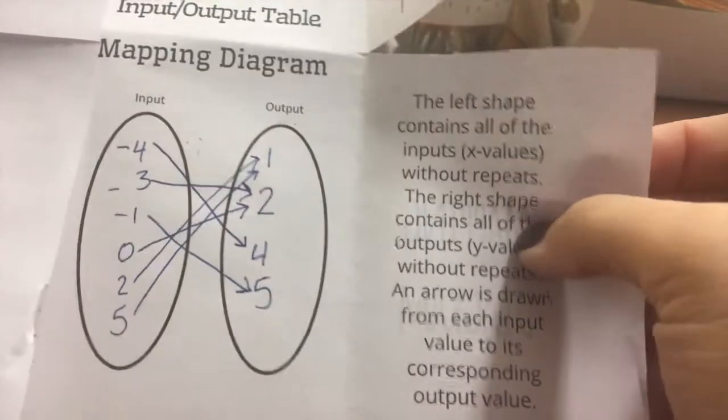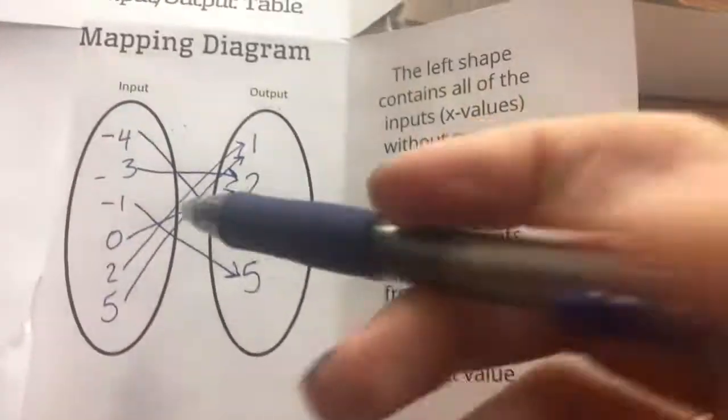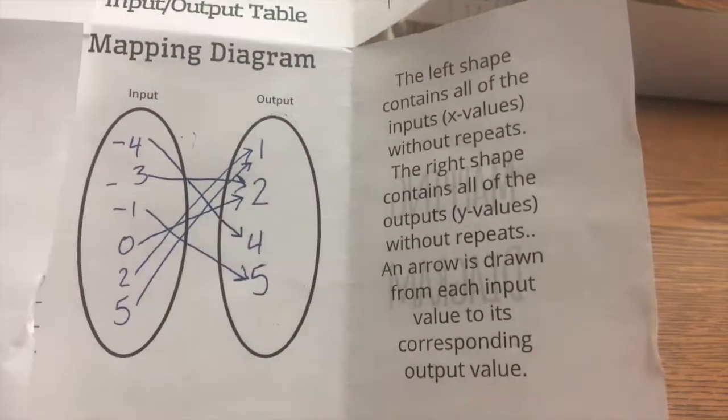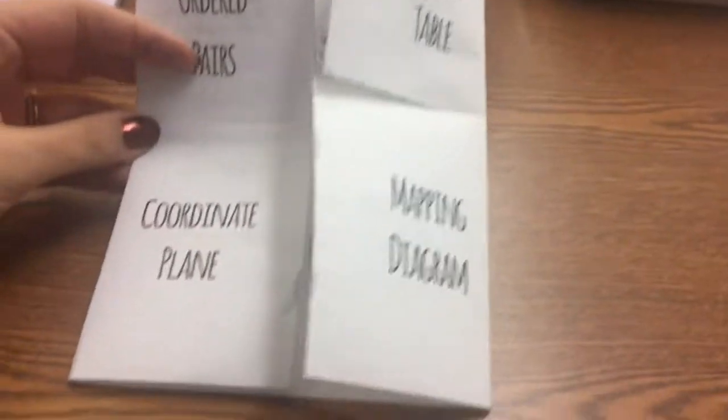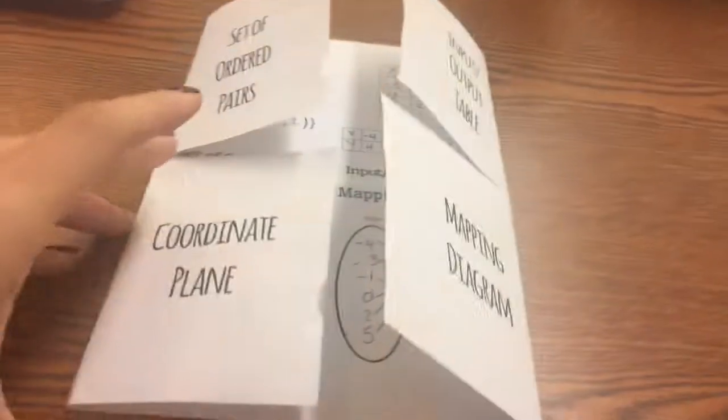Now you can see that it's kind of not the best diagram, because honestly, all of these arrows can start to look a little bit confusing, but this is the correct way to diagram our mapping. And now you have 4 different ways of representing the same function. You have a set of ordered pairs, a coordinate plane, an input-output table, and a mapping diagram. And these 4 different ways of representing the function are exactly equivalent, so each and every one of them is just a different way of representing the same information.